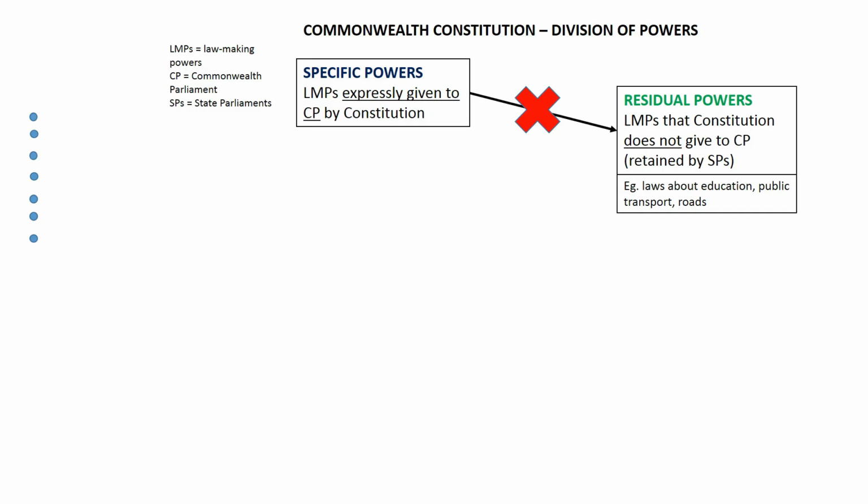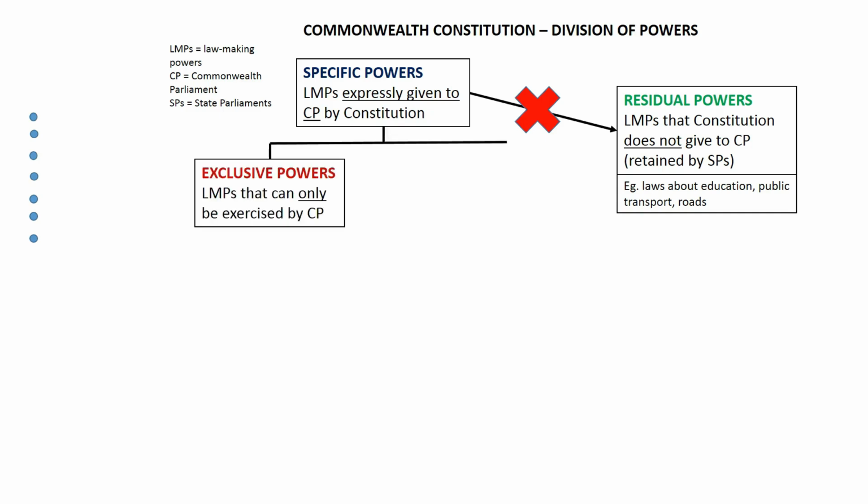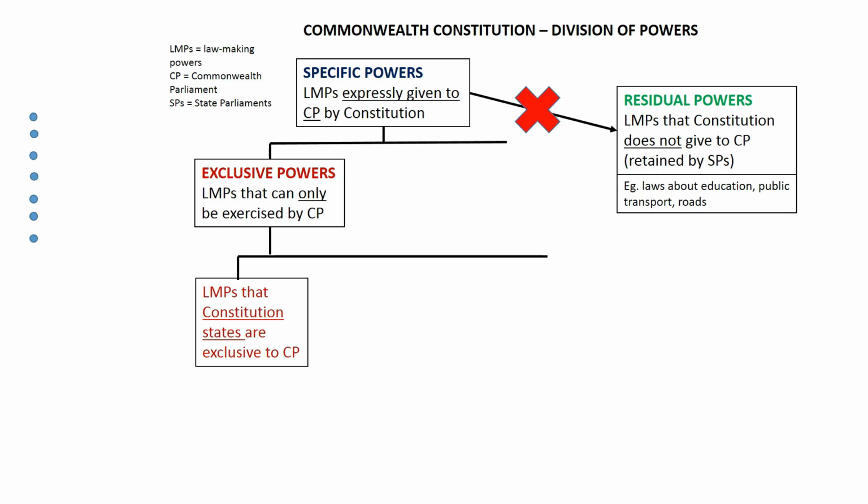Coming back to the specific powers, there are two types of specific powers. The first type is the exclusive powers. And exclusive powers refer to law-making powers that can only be exercised by the Commonwealth Parliament. That is, the state parliaments cannot exercise these law-making powers. The other type of specific power that we'll come to shortly is concurrent powers. But before we do that, let's look at the three types of exclusive powers.